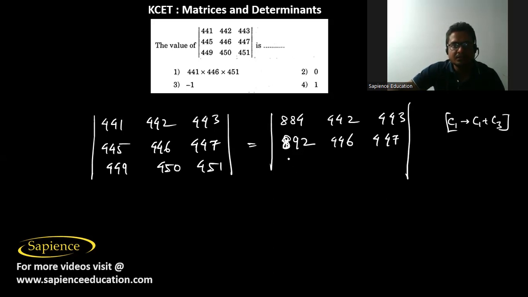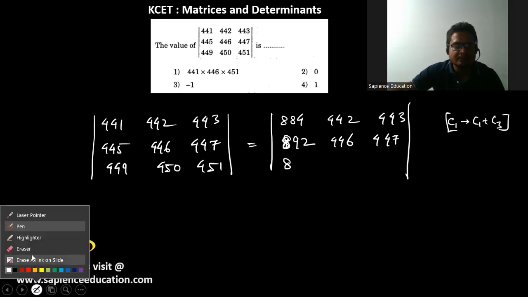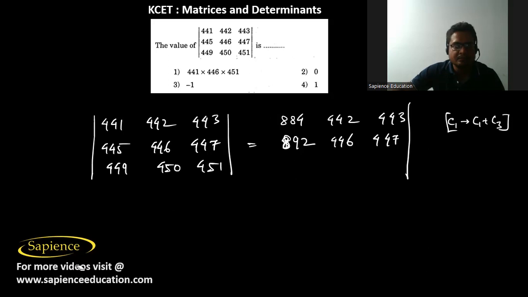Then the third row: sorry, this will be 900, then 450, and 451. So here we can see that the first column and the second column are proportional.